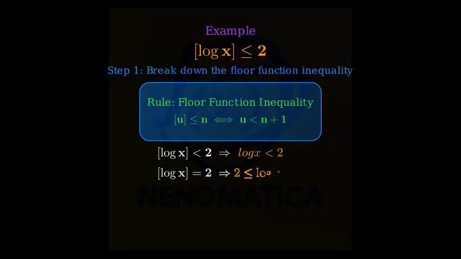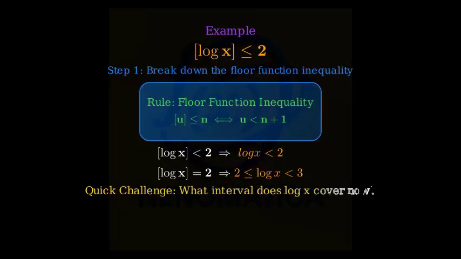Applying this to the floor of log x less than or equal to 2, we split into 2 cases. Case 1, the floor of log x is strictly less than 2, which means log x is less than 2. Case 2, the floor of log x equals 2, which means log x is at least 2, but less than 3.